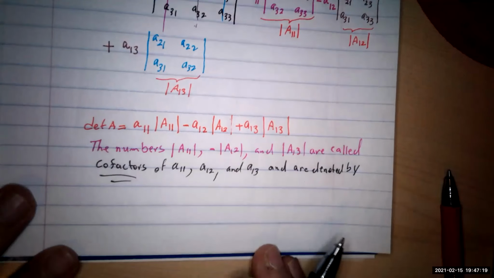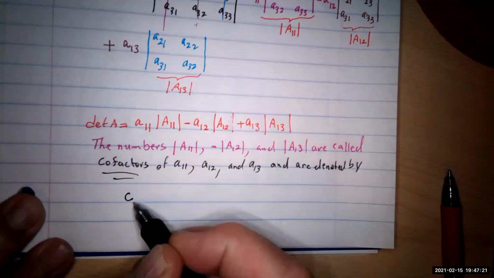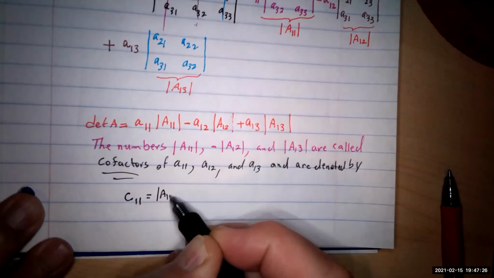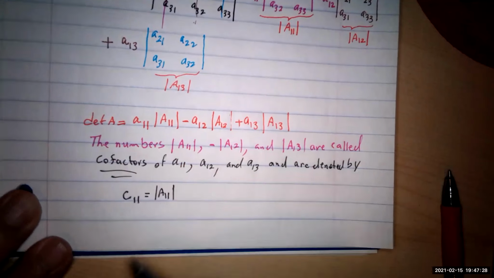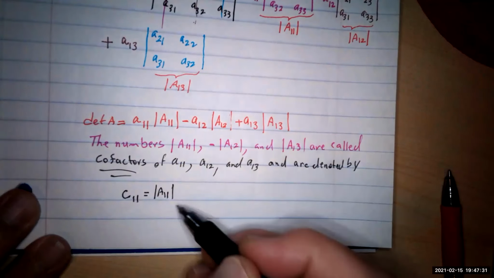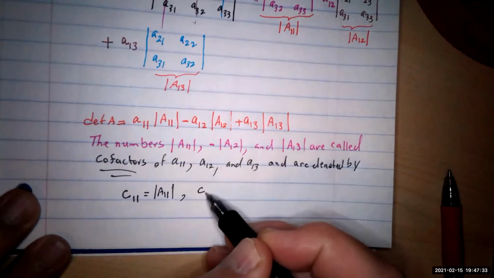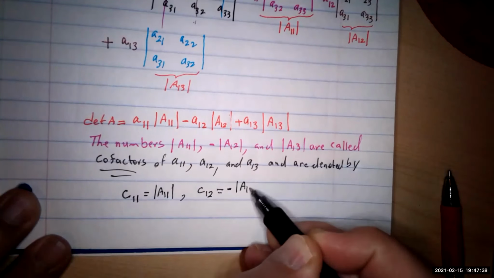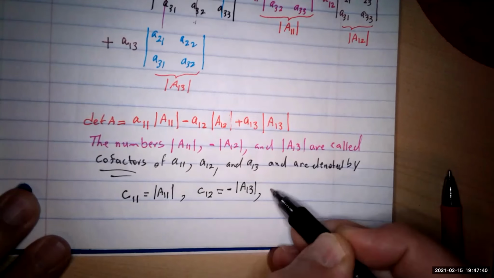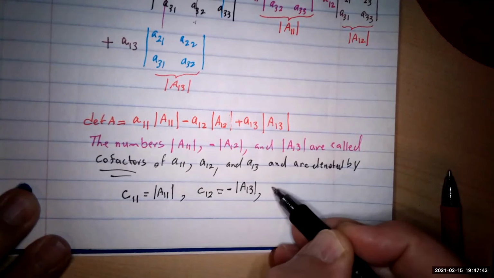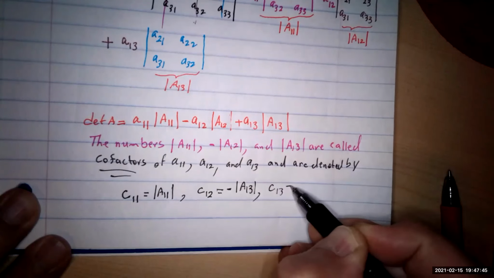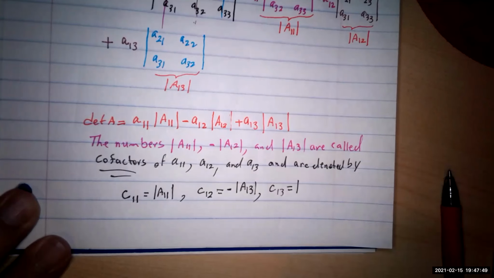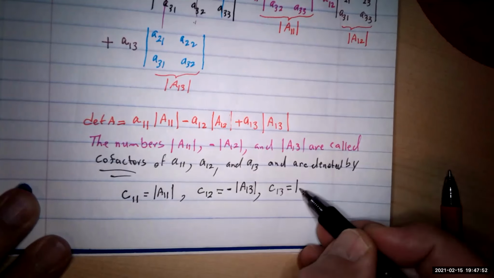So we have C11, which is the cofactor of A11. That gives you this number, and that is going to be the first one. Then the second one, you have C12, which is going to be negative the determinant of the A12 minor. Then the last one is going to be C13, which in this case is going to be the determinant of the A13 minor.